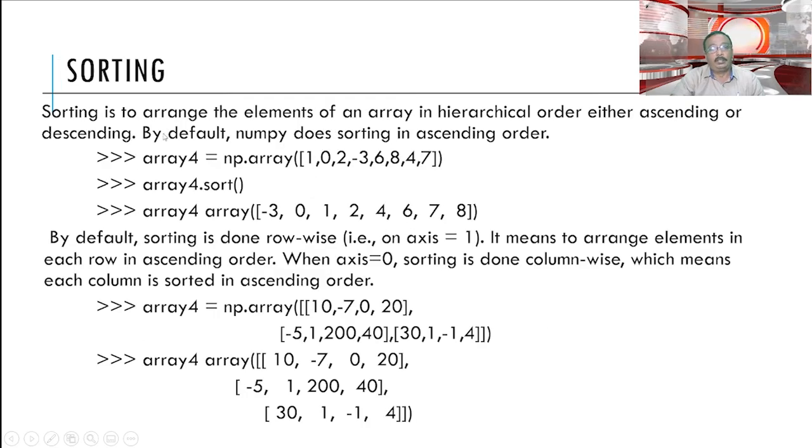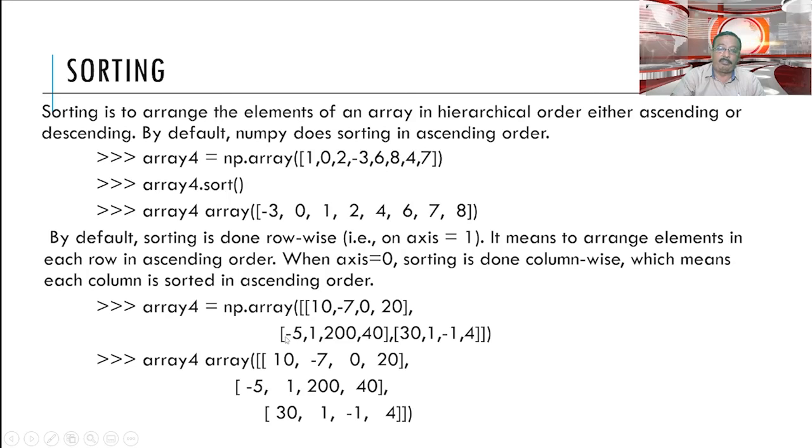And sorting. Sorting is arranging the elements of an array in order, either ascending or descending. By default, NumPy sorts in ascending order. For example, you have a NumPy array, array 4, with values 1, 0, 2 and so on, and array 4.sort will sort it in ascending order. So minus 3 first, then 0, and so on. It is available in ascending order. By default, sorting is done row wise, that is axis 1. It means arranging the elements of each row in ascending order. But when you specify axis 0, it is column wise, which means each column is sorted in ascending order.